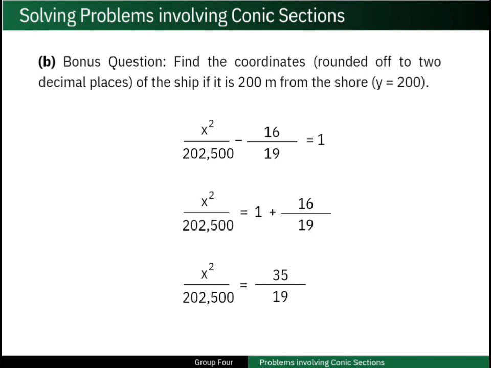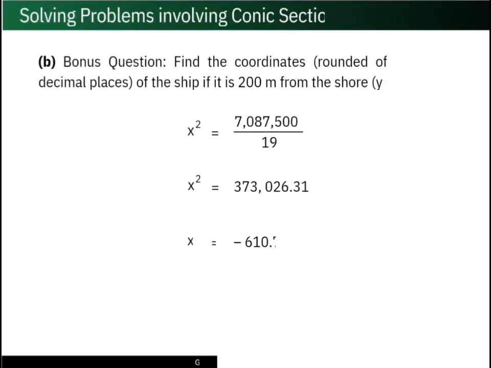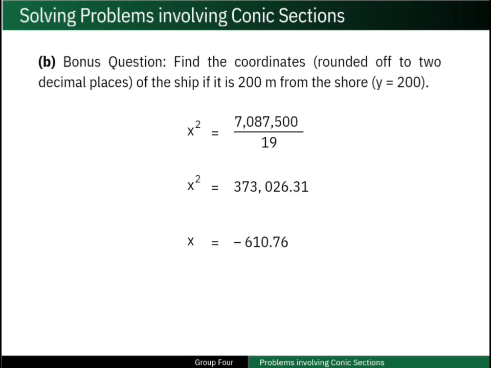And then for us to eliminate the denominator of x squared, we just need to multiply both sides of the equation by 202,500. So 202,500 multiplied by 35 will be 7,087,500. And simplifying 7,087,500 over 19 will be 373,026.31. Now x squared is 373,026.31. For us to get the value of x, we need to take the square root of both sides.